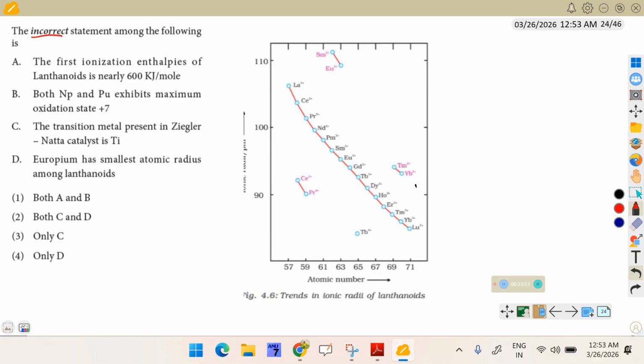Incorrect statement among the following is: the first ionization enthalpy of lanthanides is nearly 600 kilojoules. Correct. Both neptunium and plutonium exhibit maximum oxidation state +7. Correct. The transition metal present in the Ziegler-Natta catalyst is titanium. Correct. Europium has the smallest atomic radius in lanthanides? No, the smallest atomic radius in lanthanides is lutetium. Only D statement is wrong.